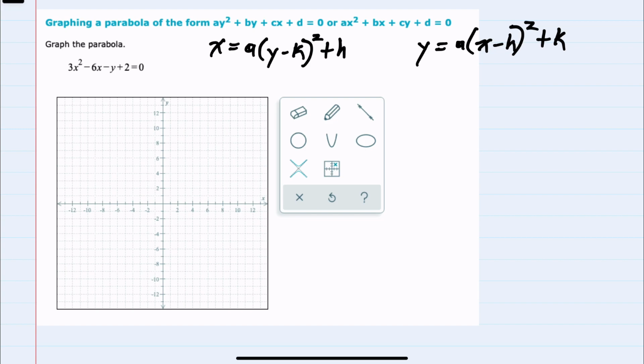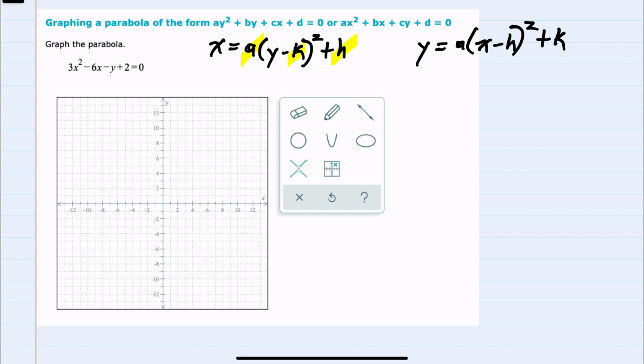The standard forms that I have listed here are much nicer to work with because I can see from the standard forms what h and k values are. That'll allow us to find the vertex. I can also see what a is, and I know that if a is positive, it opens either up or to the right. If a is negative, it opens either down or to the left, depending on which form we're working with. So this is a much better form for graphing parabolas.